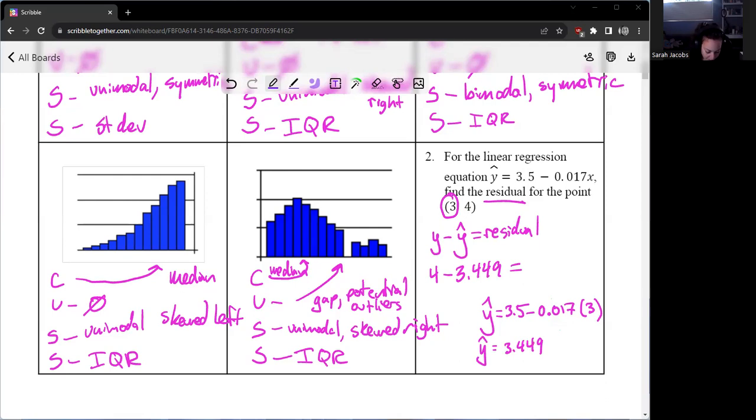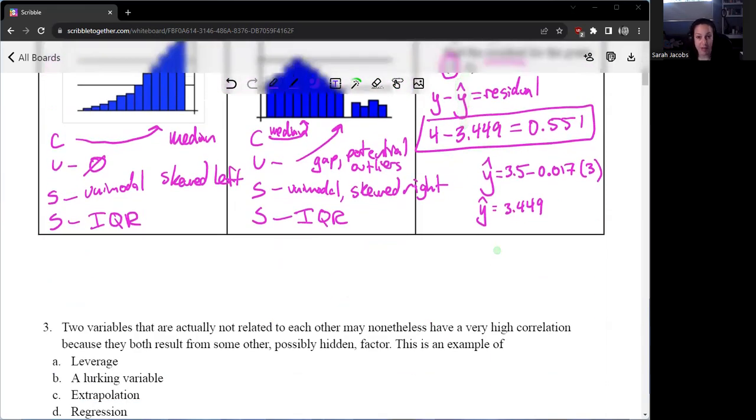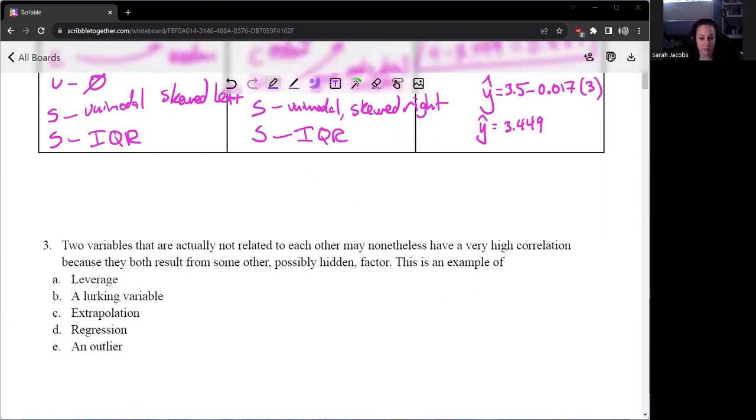And so 4 minus that gives us 0.551, and that's it. So again, residual is always actual minus predicted, and that's generally true in stats. It's going to be the actual value minus either the predicted, the mean, the expected. That's the general order of things.